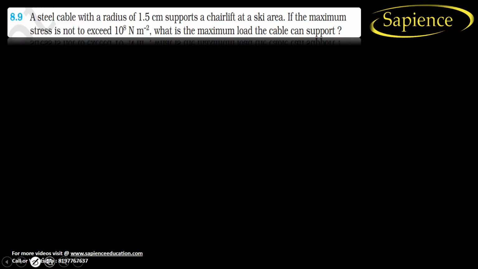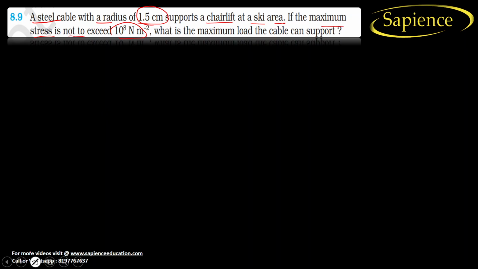Now let us solve question number 8.9. Before that, we need to read the question. A steel cable with a radius of 1.5 centimeter supports a chair lift at a ski area. If the maximum stress is not to exceed 10 to the power 8 Newton per meter square, what is the maximum load the cable can support?